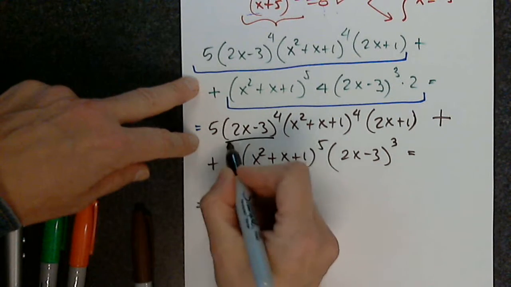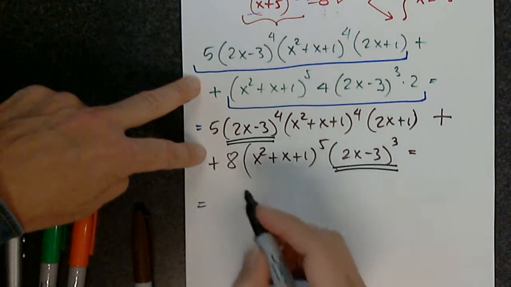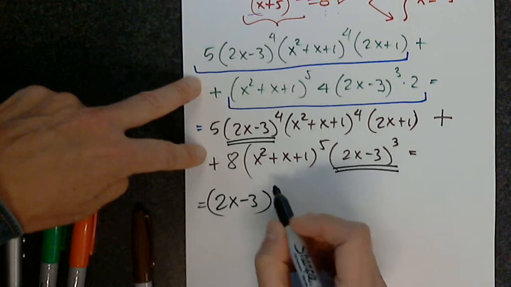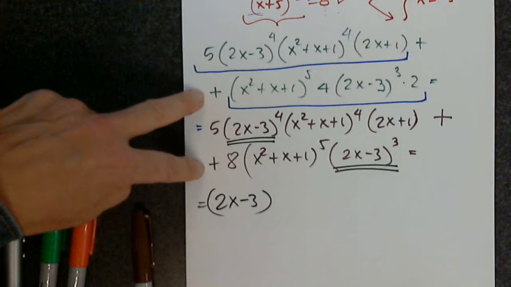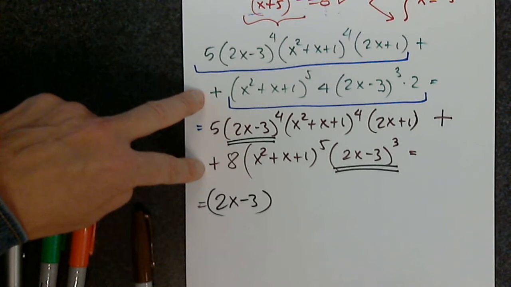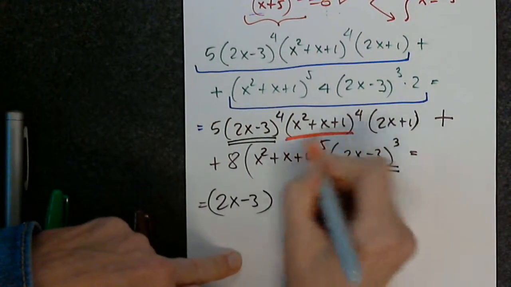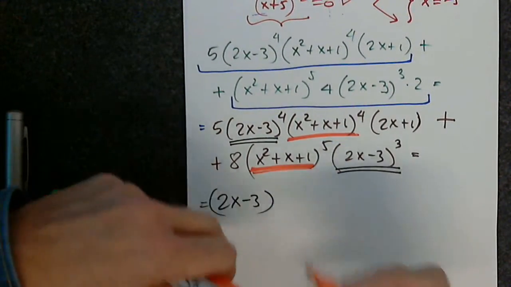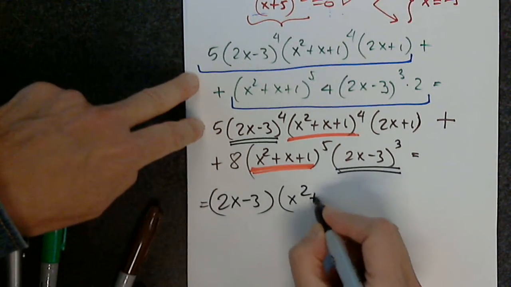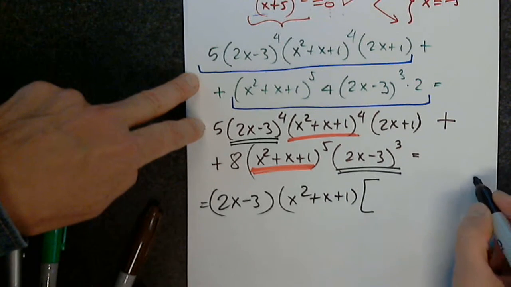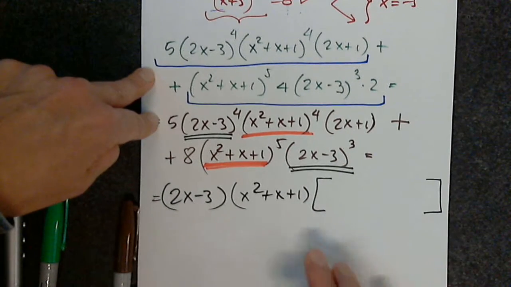So first of all, I see 2x minus 3 that is present in both terms. So then 2x minus 3 must be a common factor. I need to talk about the power. I don't know the power just yet. Is there any other common factor? x squared plus x plus 1. Awesome. So x squared plus x plus 1 is another common factor. So I have to write it, and I will discuss the exponent, the power in a minute. Notice that I put a bracket. So what follows is a bracket and bracket.